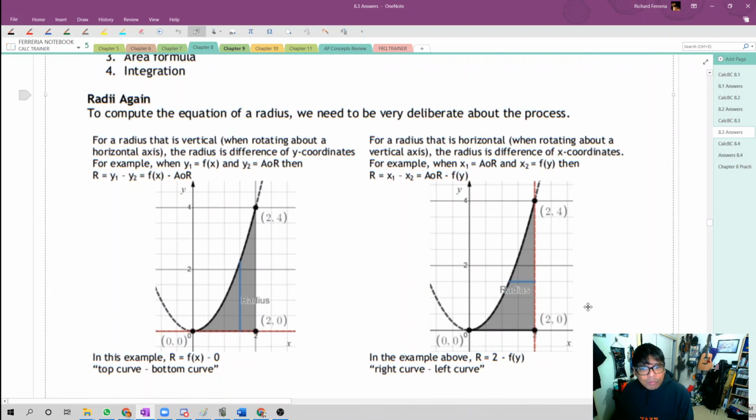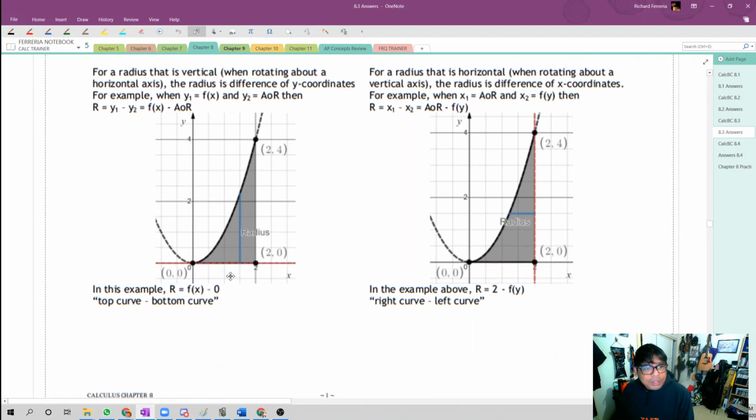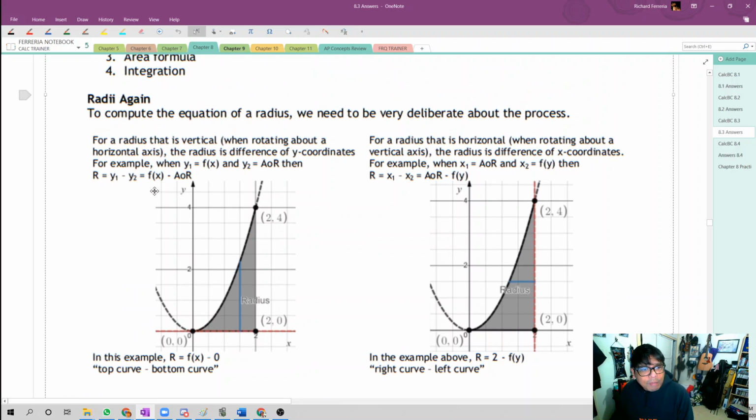But this time when we figure out the radius, we're going to have to really think about that. It says here to be very deliberate about the process. The radius is the length from the curve to the axis. A lot of students make a mistake here if you don't reinforce that. It's always the curve to the axis of rotation, or the axis of rotation to the curve.